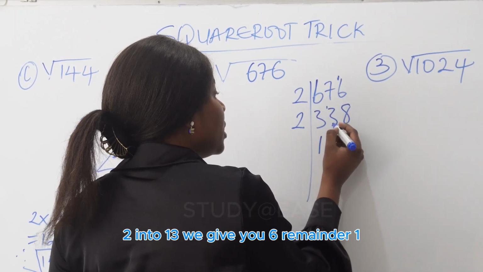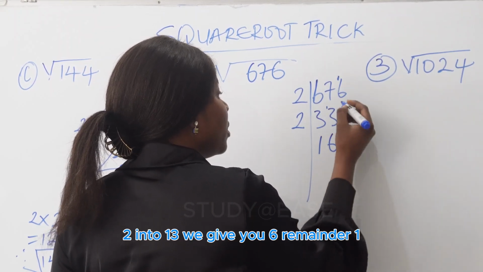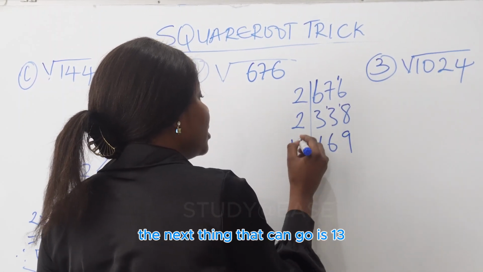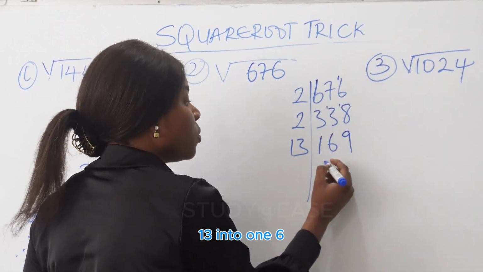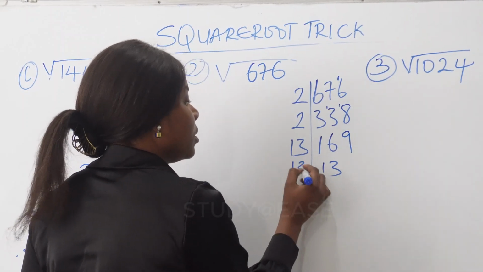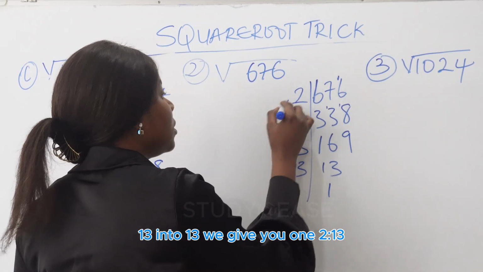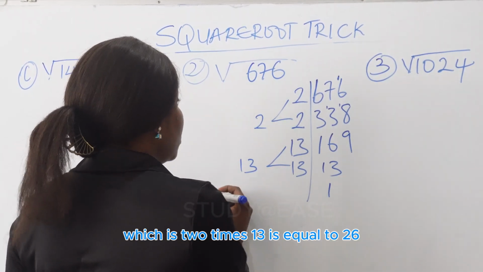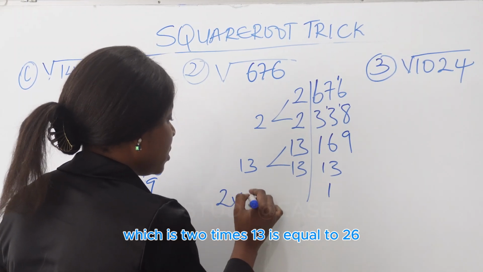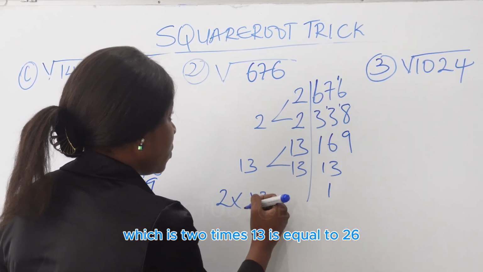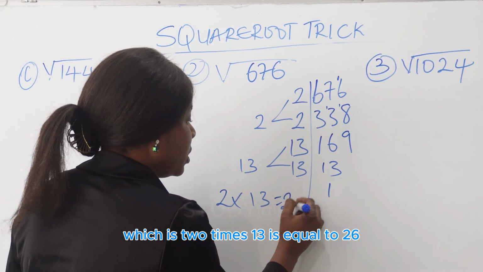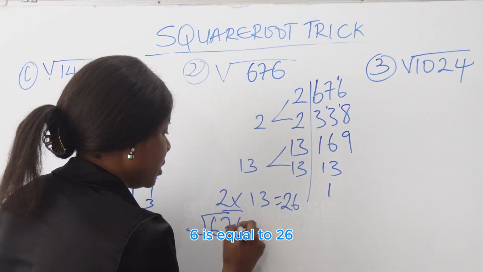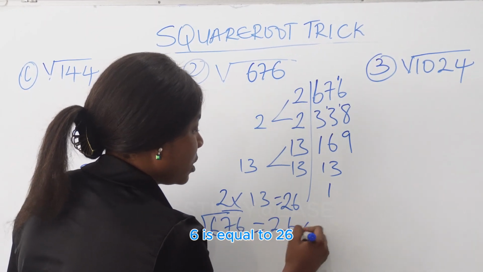2 into 13 will give you 6, remainder 1. 2 into 18 will give you 9. The next thing that can go is 13. 13 into 169 will give you 13. 13 into 13 will give you 1. 2, 13, which is 2 times 13. This is equal to 26. So the root of 676 is equal to 26.